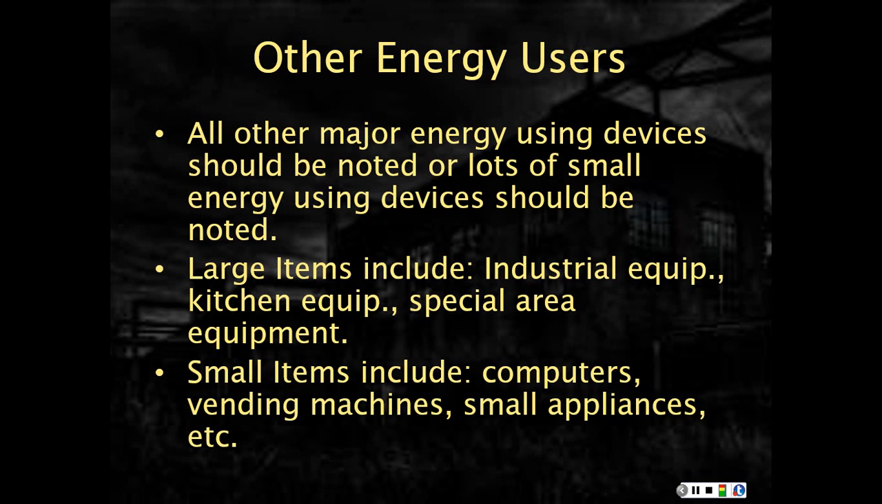And then finally, we're going to have an area of other energy users. All other major energy using devices, whether they use electricity or whether they use other sources of fuel, propane, wood, natural gas, fuel oil, whatever, those all should be noted. Large items could include industrial equipment, kitchen equipment, special area equipment. Small items, depending on how small, we still include them. So computers, vending machines, small appliances, etc.